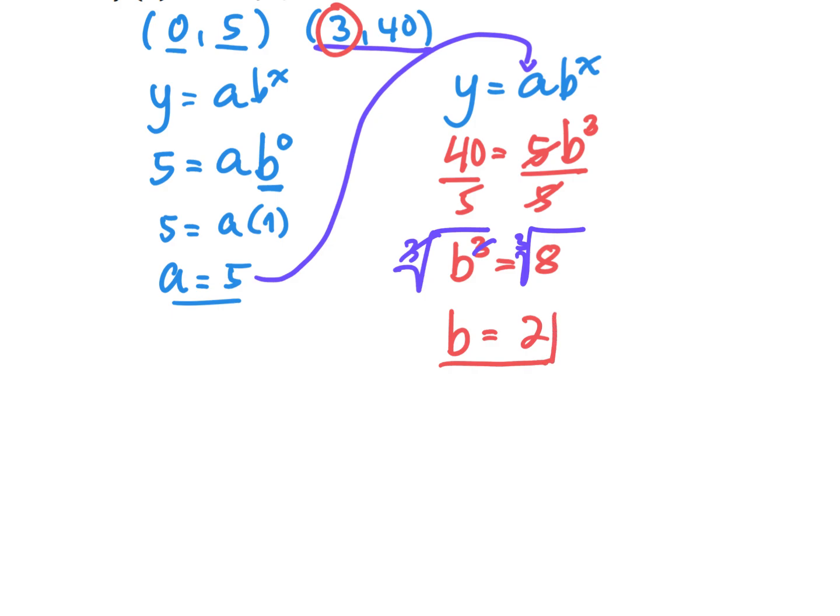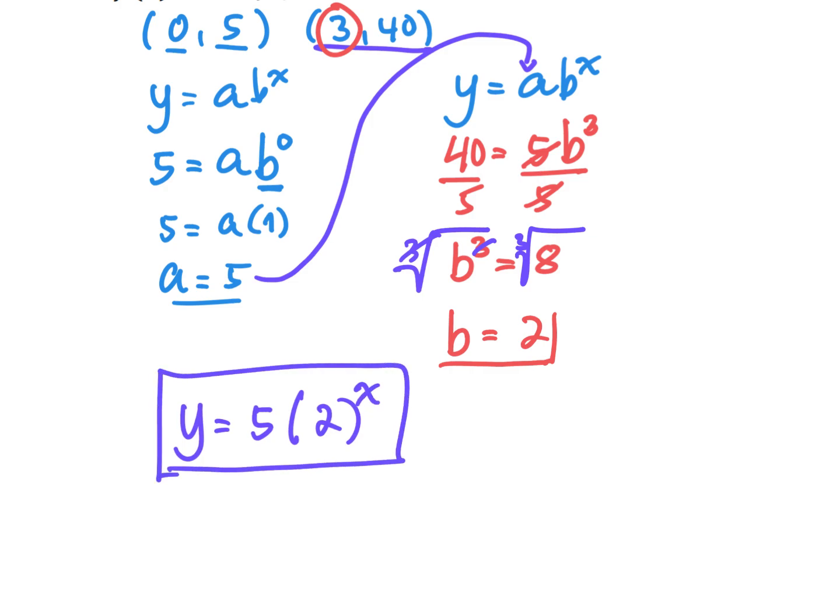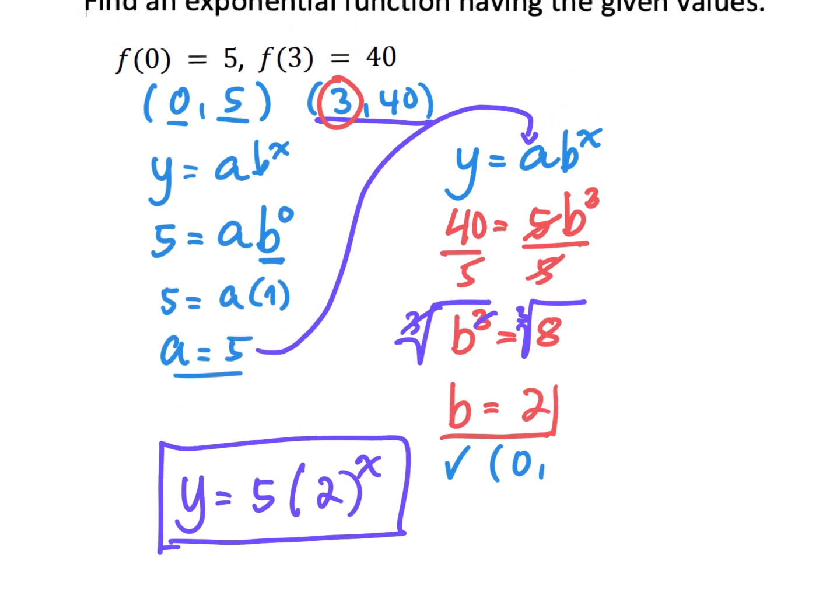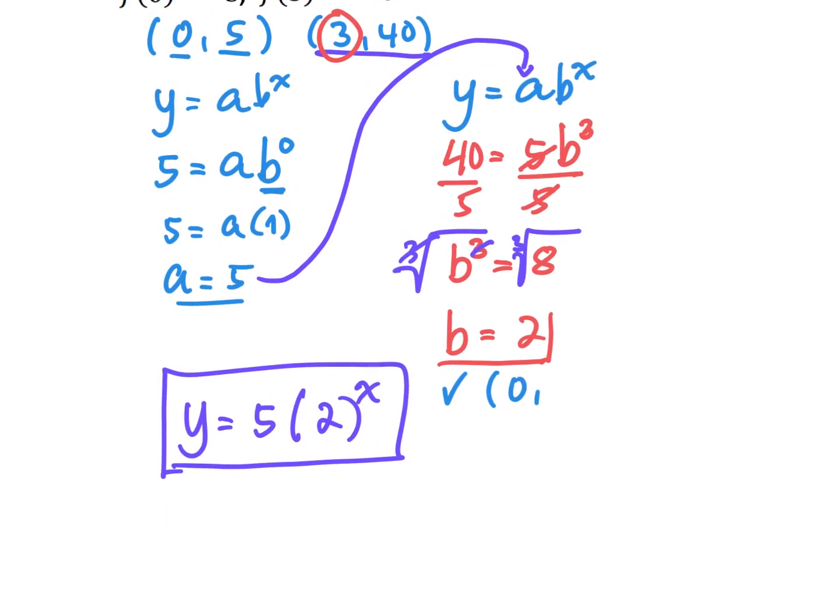Now you have your values of a and b. Now you can get your function. y is equal to, your a is 5, multiplied by 2 raised to x. This is the exponential function they're asking you. Now, for you to know whether you have done it correctly, you have to recheck. Okay, here we're going to recheck. Say for example, 0 and 3. We have here earlier 0, 5.